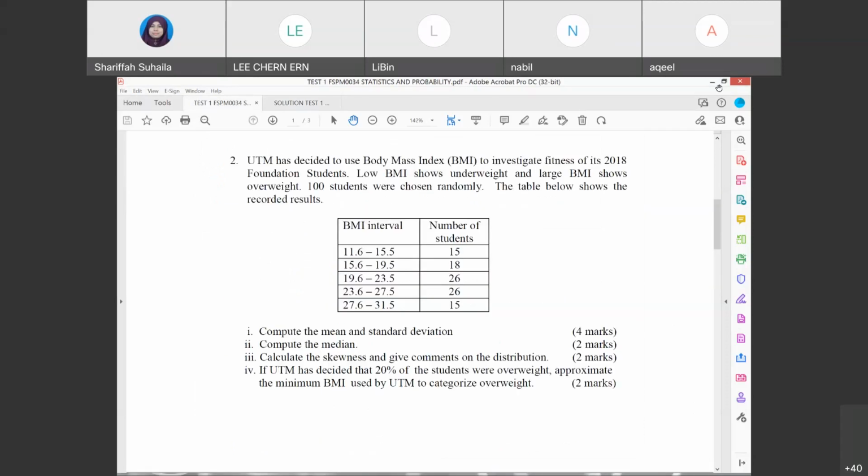Okay, so again, the last answer, number 4. UTM has decided that 20% of the students were overweight. So approximately, what is the value? What you need is to find your 80th percentile. So the 80th percentile, as Luqman wrote, the answer is 26.7808. Okay, so that one is correct.